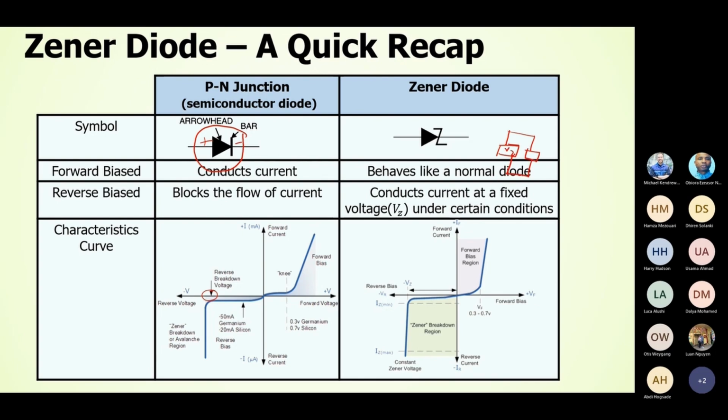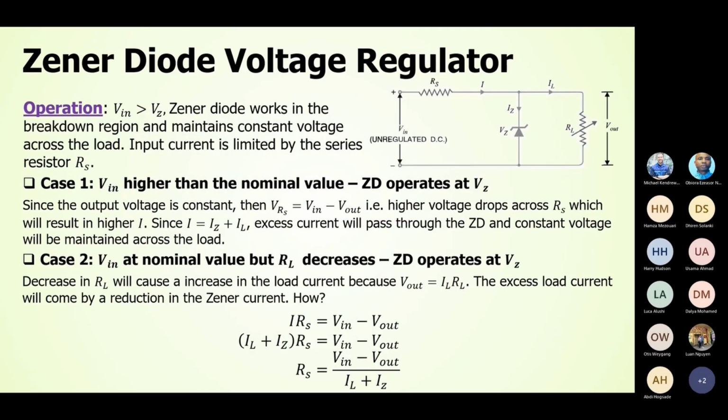So if you have a Zener diode with a fixed voltage here, this voltage will be reflected on your load side also. Now, how does a Zener diode voltage regulator work? Let's consider the case where V in is greater than Vz. In this case, the Zener diode works in the breakdown region. Breakdown region means it's in the reverse bias mode and maintains constant voltage across the load.